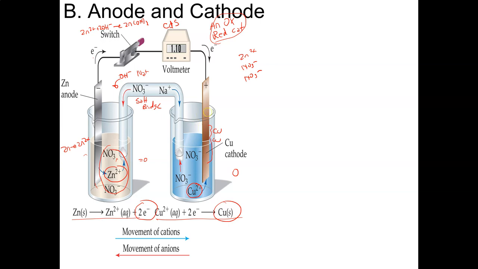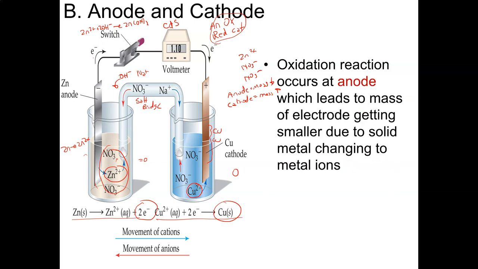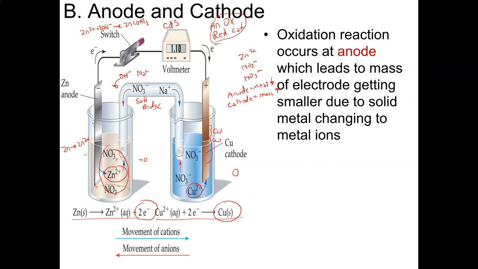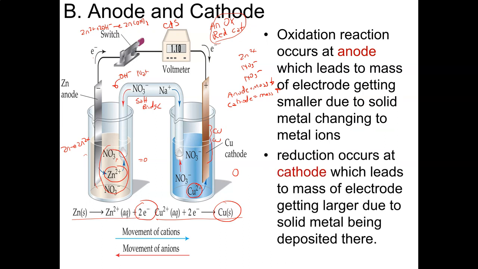Or they'll tell you the one that has the copper started having a brown substance plate on top of it, or the mass increases. That is always your cathode. So your anode mass goes down, and your cathode mass goes up. And that's always the case. So oxidation occurs at the anode, which leads to the mass of the electrode getting smaller due to solid metal changing. And there's your cathode, where the mass is getting larger due to that. So these are all details you can gather from the information provided. Together, that will give you a big picture of what is going on. So you do need to pay attention to each of those details.